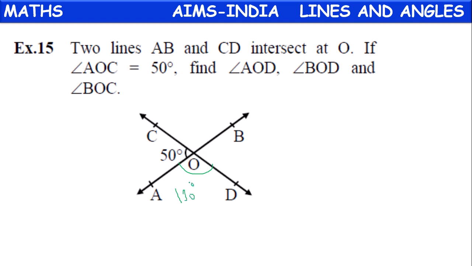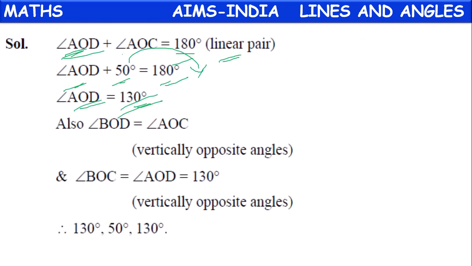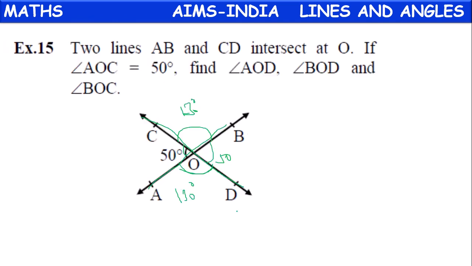Here AB and CD are intersecting lines, so vertically opposite angles are equal. If this is 50, this will be 50 degrees. If this is 130, this will be 130 degrees. So BOD and AOC are equal, vertically opposite angles. BOC and AOD are equal, vertically opposite angles. So the three angles are: one angle 130, one angle 50, another angle 130.